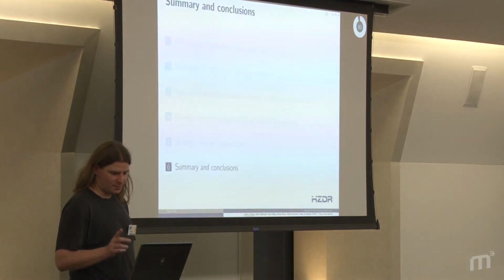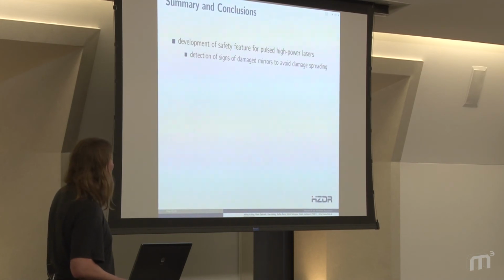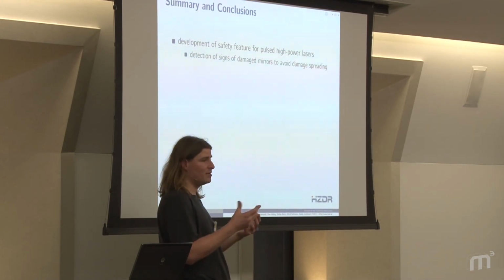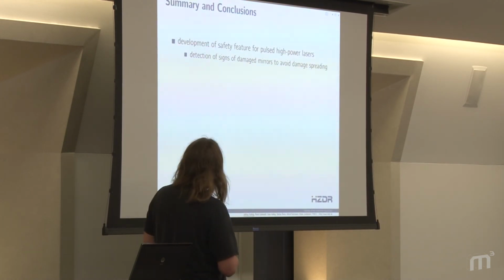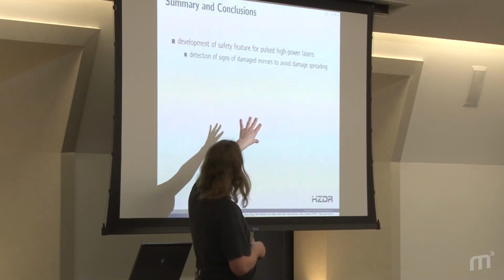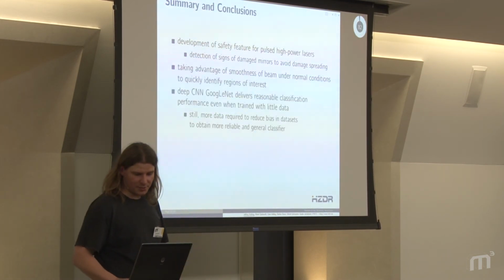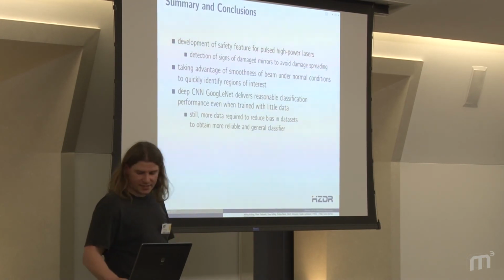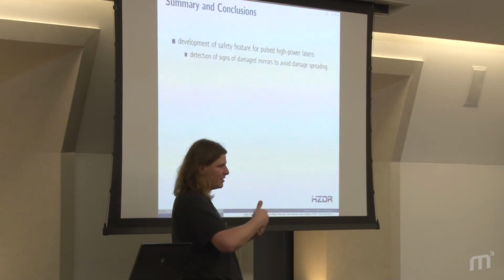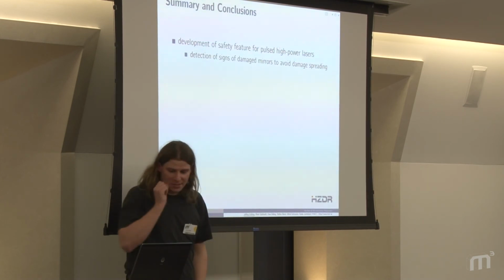Okay, sorry. To summarize, what I presented to you was the development of a safety feature for these high power lasers, so they don't damage themselves, don't create cascades, and keep damage from spreading. The special case which we looked at for now is the detection of signs of damaged mirrors, and avoiding the spreading of this damage. If you detect things like dust, then that's actually about avoiding damage, because dust is not damage in the system, but if we remove the dust early enough, then it doesn't cause any damage in the first place.